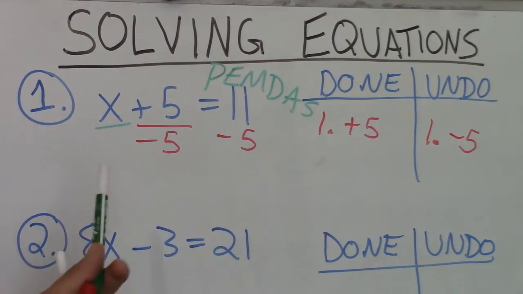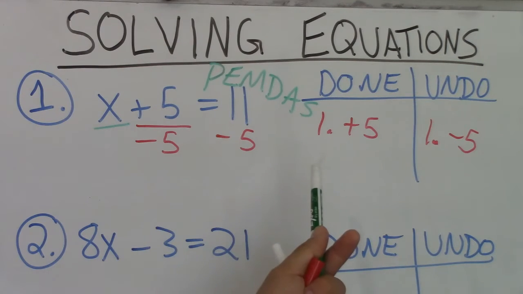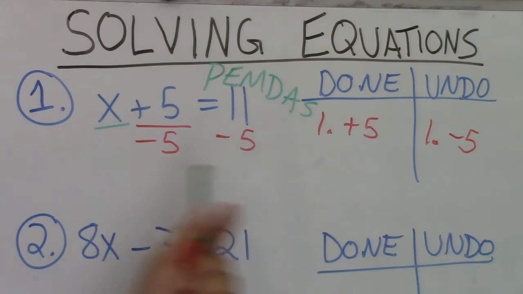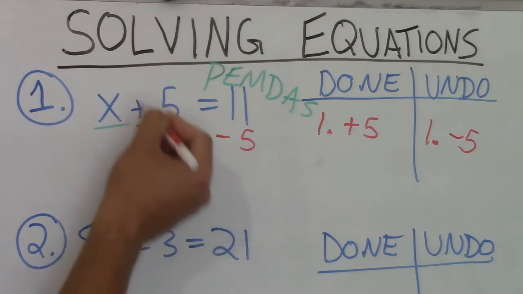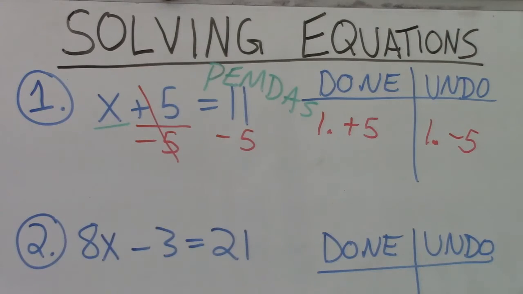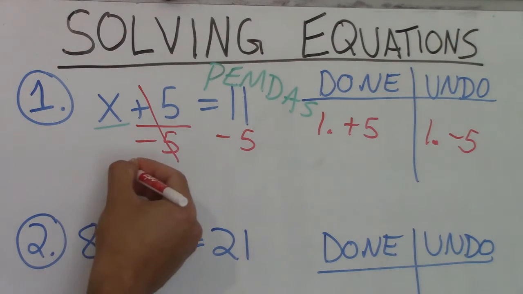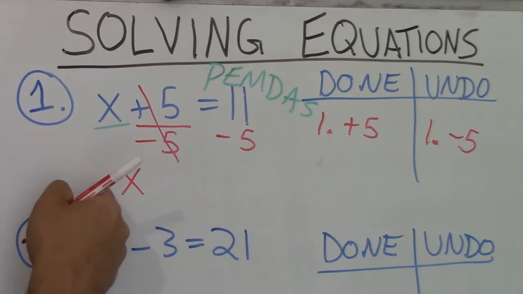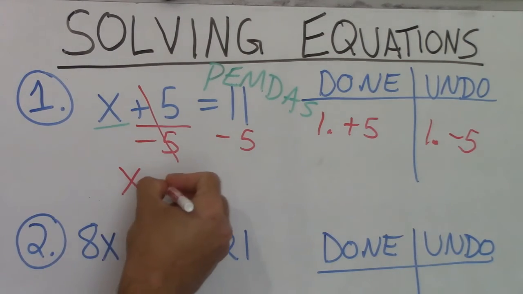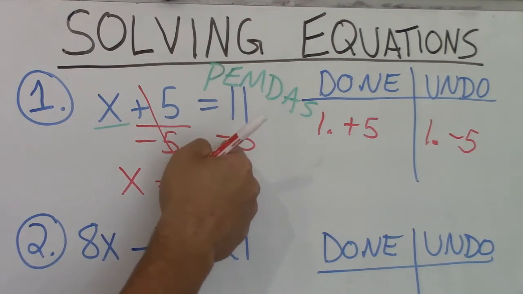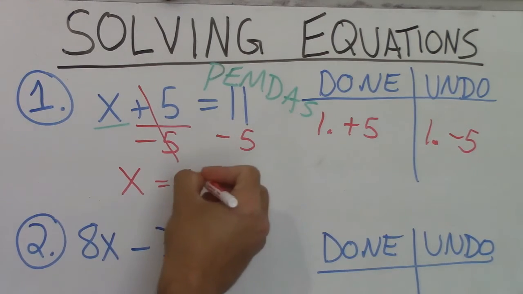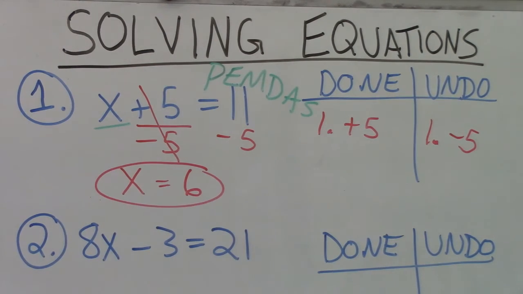If I subtract 5 from the left, but I don't subtract 5 from the right, now these two expressions are not going to be equal anymore. Now this equation is going to fall apart. So when I subtract 5, that undoes the adding 5, and now x is isolated by itself. And on the right side, I have 11 minus 5, which is 6, and we have solved the equation.